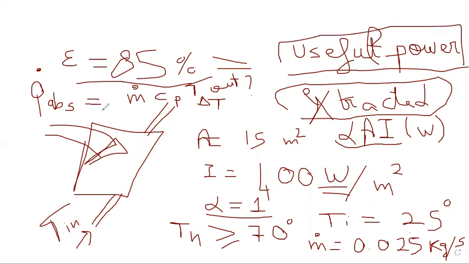So here the useful power, Q dot absorbed by water, is equal to epsilon times alpha times A times the intensity, which equals, of course, m dot Cp delta T. M dot represents the mass flow rate of water, Cp is the specific heat of water, and delta T is T out minus T in.